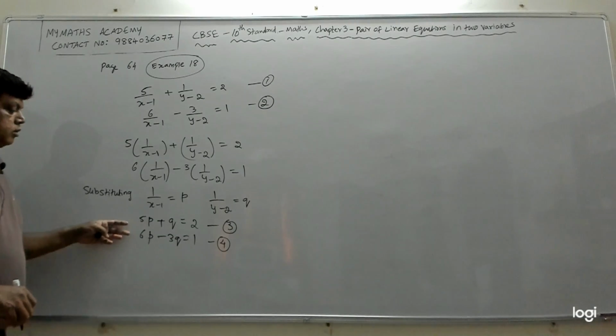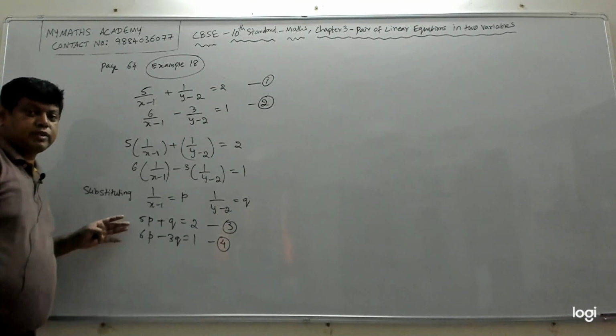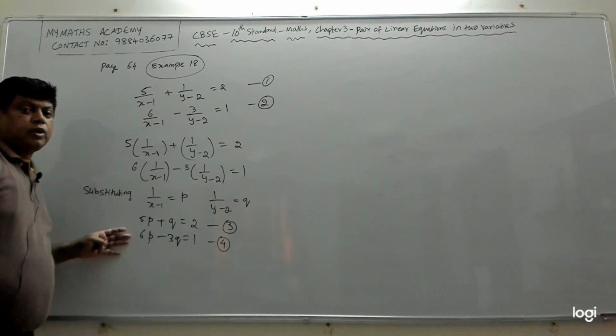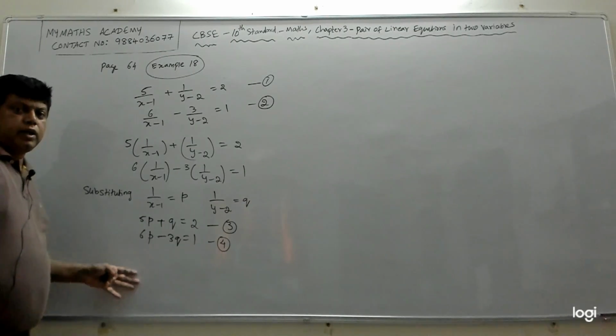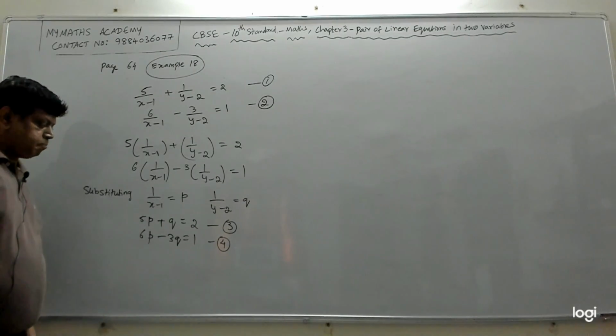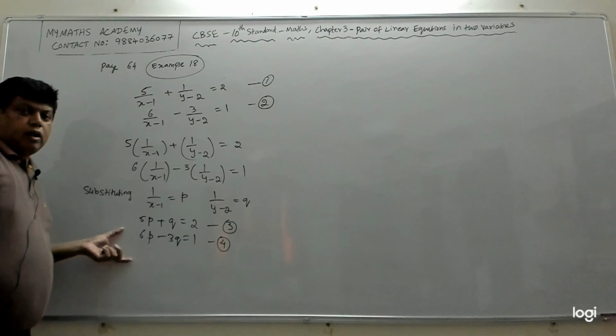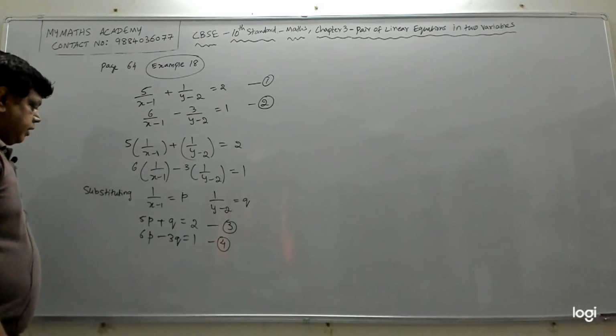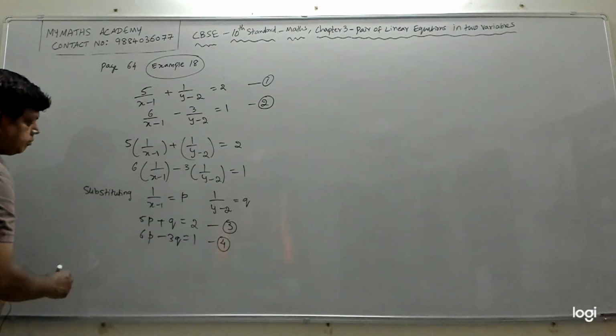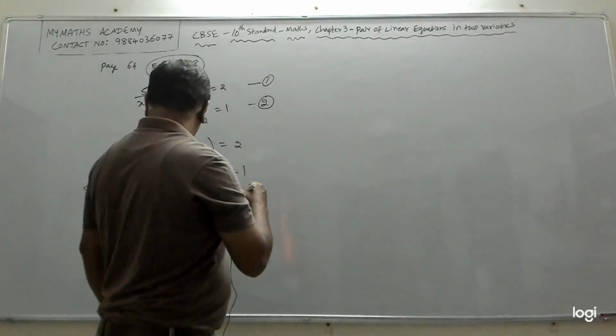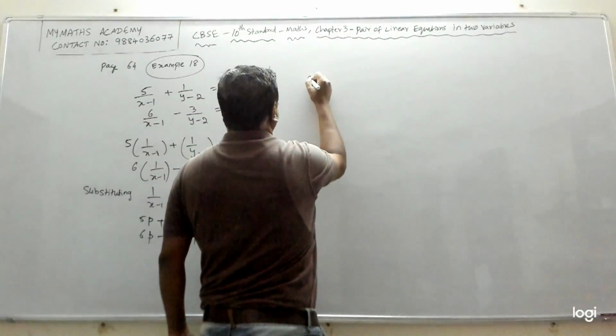Now if you observe this set of equations, they are a pair of linear equations in two variables. Now we can solve this by any one of the methods. So we will solve by elimination method. That is the easiest method, right? So to solve this by elimination method, I will write it here. So elimination method.